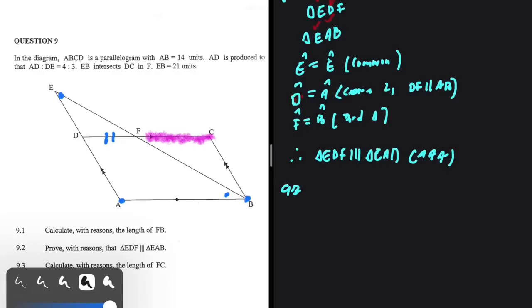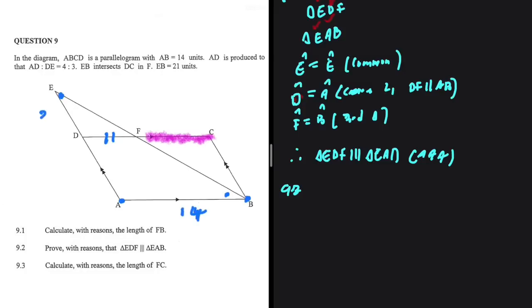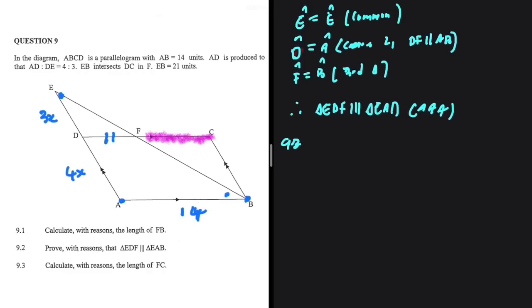Let me show you what we're going to do. We know that this is 14. We know that we have 3x and 4x. We want to find DF. So on the smaller triangle, ED divided by DF should be equal to EA divided by AB in the bigger triangle. What reason can we give? We can say that triangle EDF is similar to triangle EAB and not EAD.